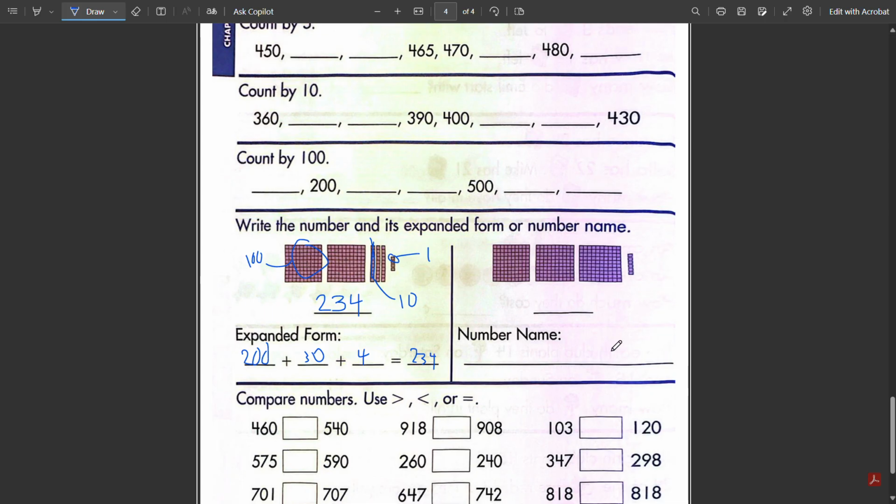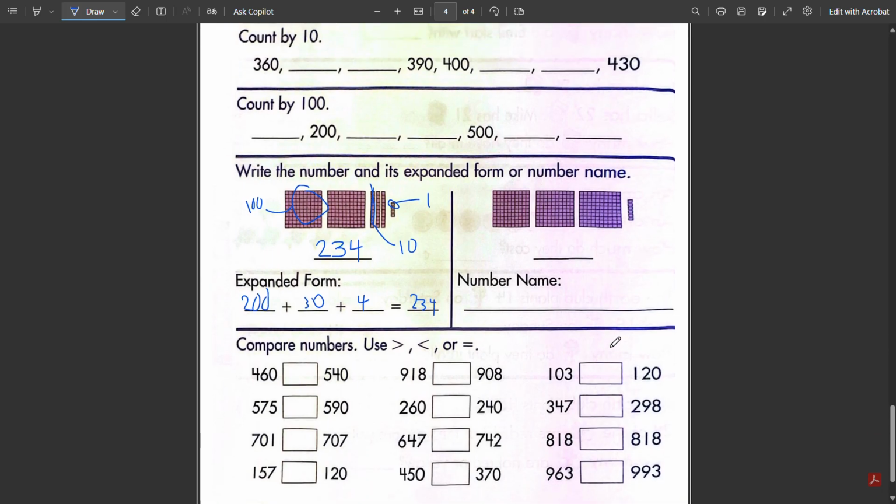Oh, and same thing for this one. Oh, actually no, we'll go over this one. So this one is 1, 2, 3 hundreds. There's no tens, so we're going to put a 0 here. And we have 1, 2, 3, 4, 5, 6. So 306. And it says write the number name, so I'm going to type it out. It is 306.